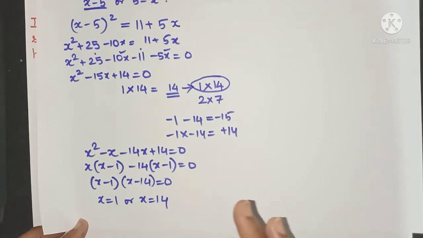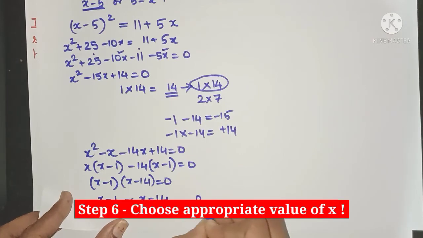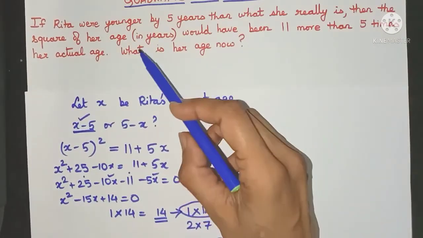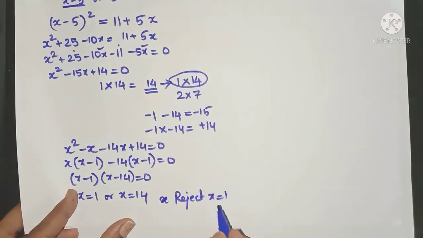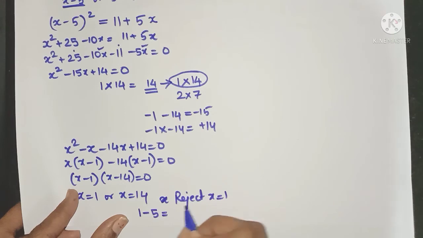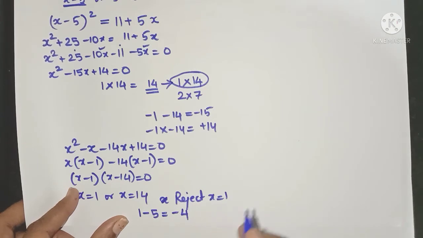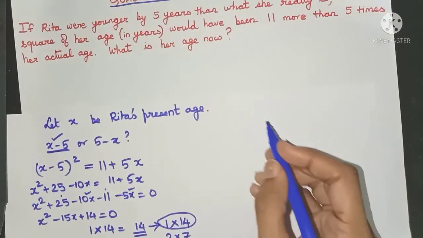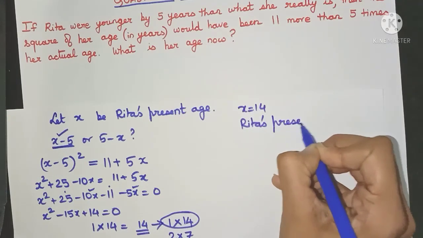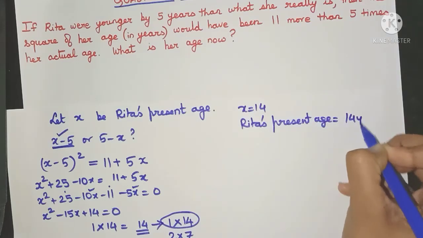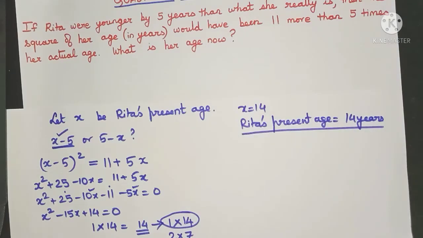Now because it's a quadratic equation, we have got two values of x, friends, but we are going to straight away reject x is equal to 1. Can you guess why? Well, that's because in the question it's written if Rita were younger by 5 years. So if I take Rita's age to be 1 and then if I subtract 5 from it, what will I get? I'll get minus 4. But can age be negative? Definitely not. And that's why we reject x is equal to 1. And therefore, what is remaining? x is equal to 14, which means Rita's present age is 14 years, friends. Let's put the appropriate units everywhere, and that's the answer.